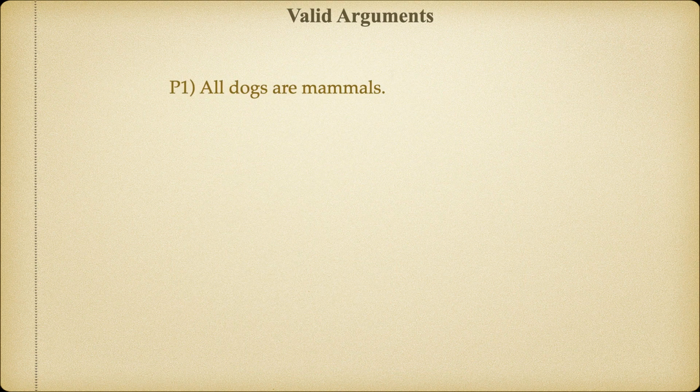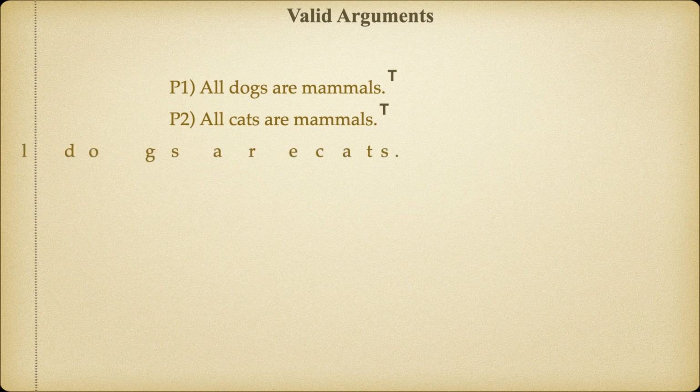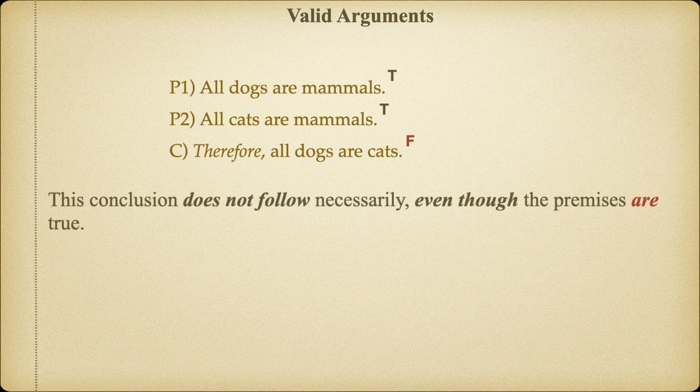To reinforce this point, let's look at another syllogism. Here we find two premises that are, in fact, true. All dogs are mammals, and all cats are also mammals. Since there are only three terms in this argument, dogs, cats, and mammals, the only conclusion that could possibly be drawn is that all dogs are cats. The only problem is, that's not true. So in this case, we get a false conclusion from true premises, and that should never happen.